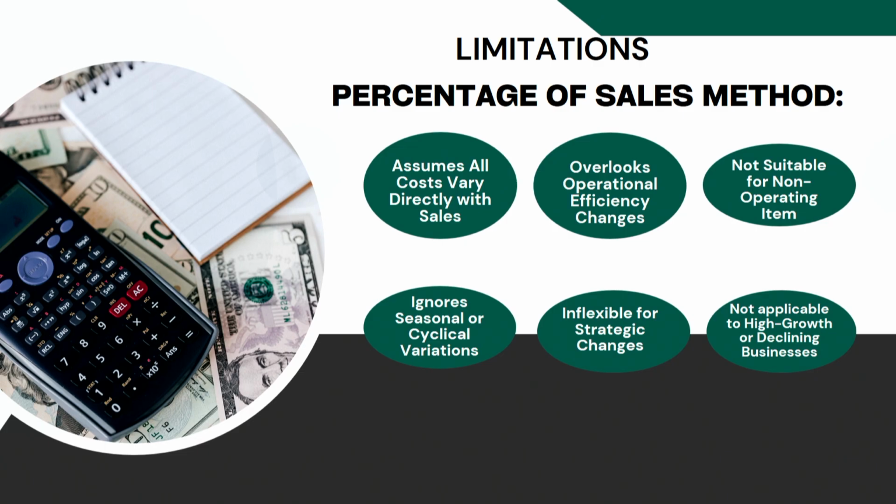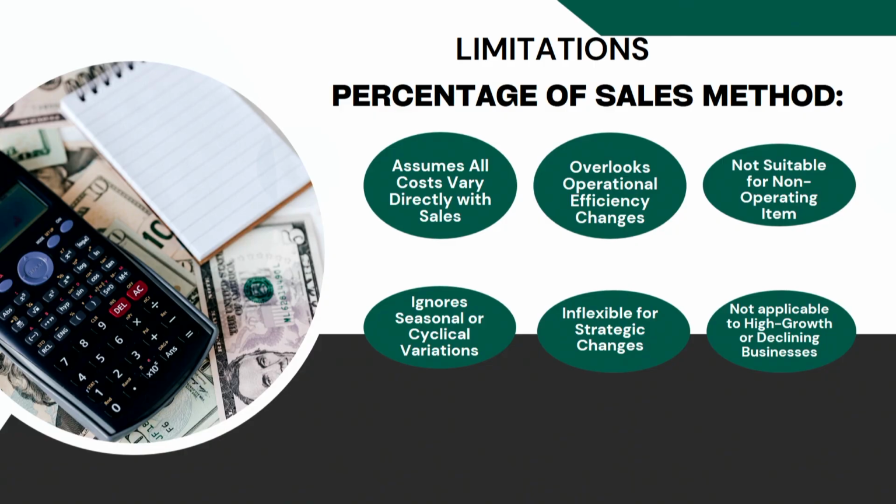Then the next is it ignores seasonal or cyclical variations. Obviously, we all know the business environment is highly vulnerable and it always gets exposed to different macroeconomic conditions, social changes, political issues, which are more or less ending up in a state which is making the business ecosystem highly vulnerable. But the percentage of sales method is not accommodating all sorts of fluctuations which are emanating from the market pervasive movements. Next one is inflexible for strategic changes.